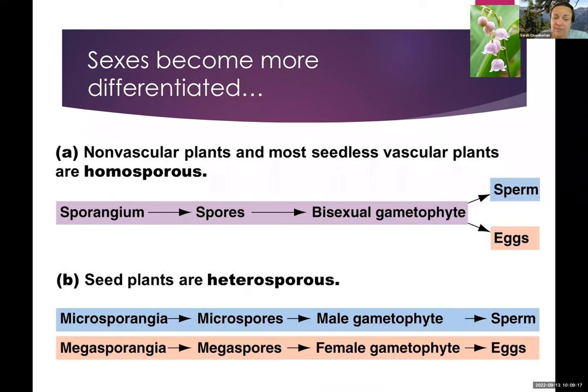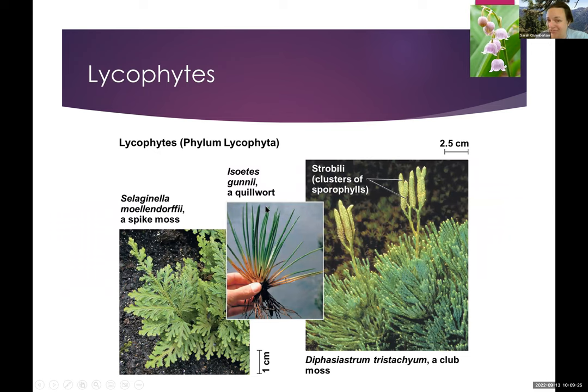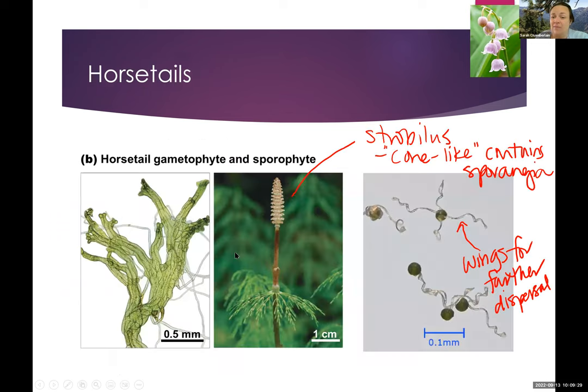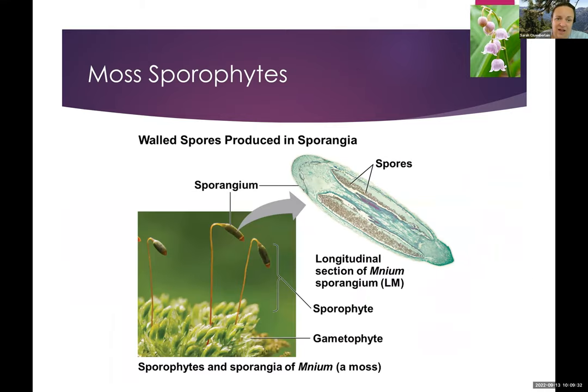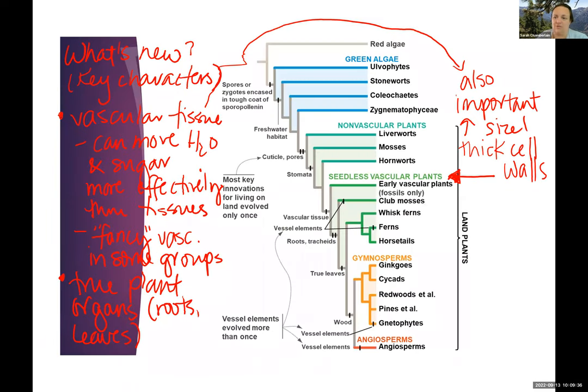Now, one other really important thing to be thinking about here is that there's another thing happening, particularly within our lycophytes. And that is that our sexes are becoming more differentiated. Okay. So I'm going to add to my list here. Good characters: we have vascular tissues for moving fluids and for growing taller, right? We're starting to have true plant organs. We're also seeing plants now that are sporophyte dominant, which relates back to that. And we're starting to see greater differentiation between the sexes.